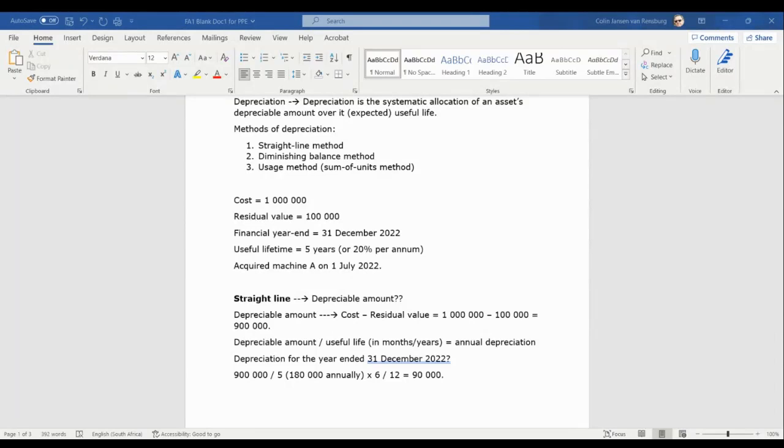So that is the other way that we could have gone about this. We could have divided by the 5 years, which gives us an annual depreciation, or we could have divided it by 60 months, which gives us a monthly depreciation. So then we would have had 15,000 rands depreciation every month. We know that we had this machine A available for 6 months during the course of the year. So we multiplied by 6, and that also gives us exactly the same amount, which is 90,000, right? So either way, you will get to 90,000.